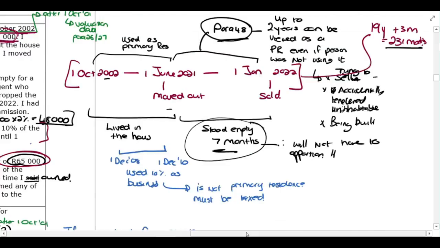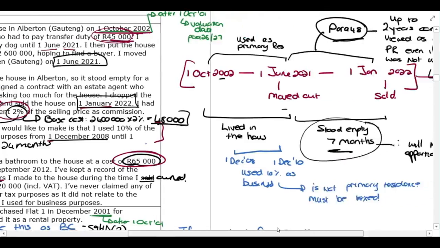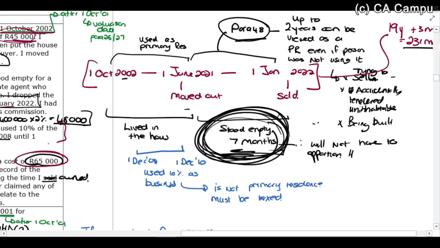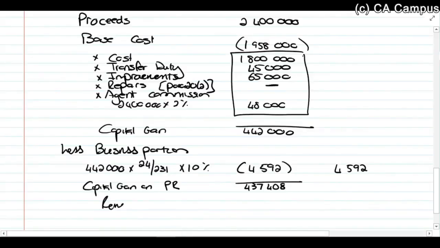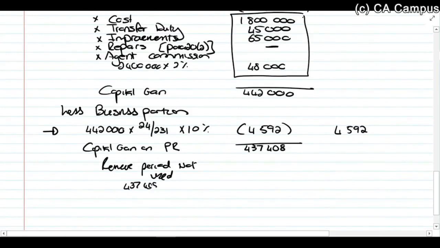Now, I'm just going to remind you that there was this period from the 1st of June 2021 when we moved out to the 1st of January 2022. That's 7 months when it stood empty. So we didn't use it for 7 months as a primary residence. So usually those 7 months, you would now have to remove the period not used, the same as what we did with that business portion here. So you would basically have to say 437,408 times 7 over 231 to take that out.